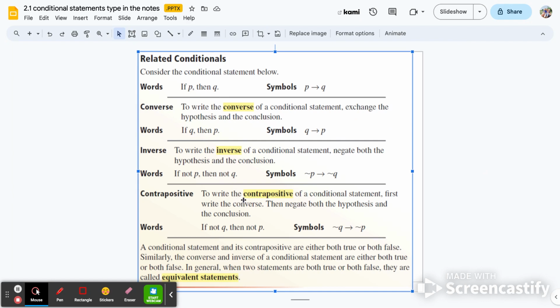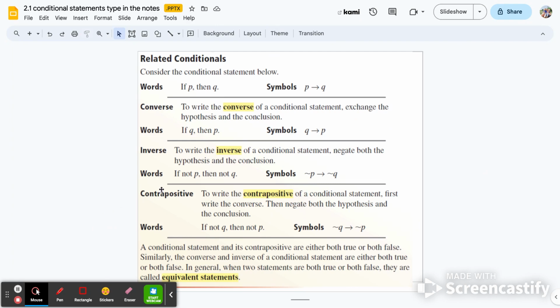And then a contrapositive is when you switch the inverse entirely. So when you exchange the hypothesis and the conclusion, and then you negate both of those, that is how you get a contrapositive. So if today is not Saturday, then yesterday was not Friday. That would be an example of a contrapositive. Okay, so those three terms should be filled in: converse, inverse, and contrapositive. And then we'll go ahead and start talking about how to make those true.